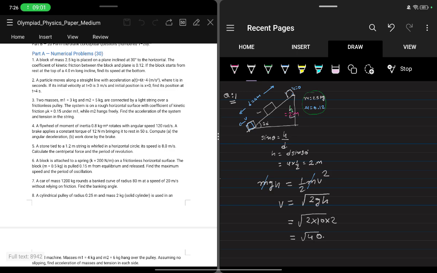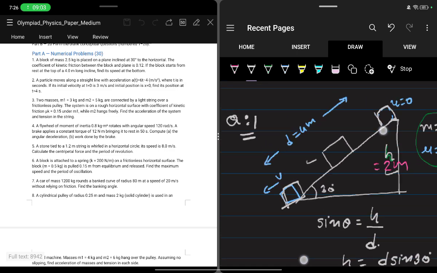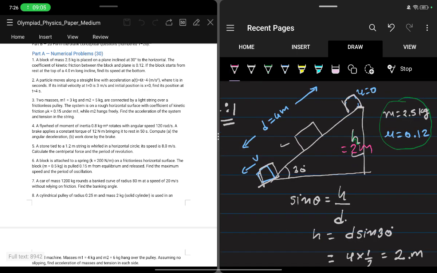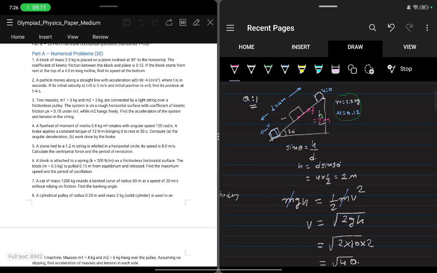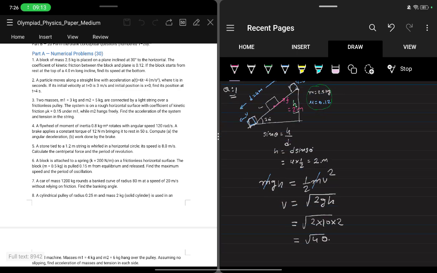But here we do need to consider the work due to friction. That we must subtract from this, right? That is our mistake here. We do need to subtract the work done due to the friction. That would be F times d.